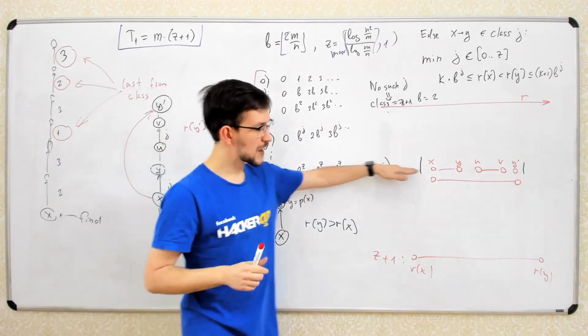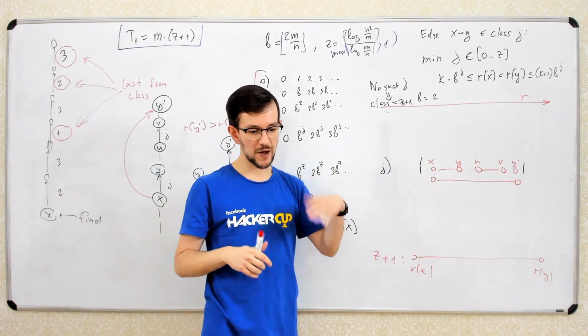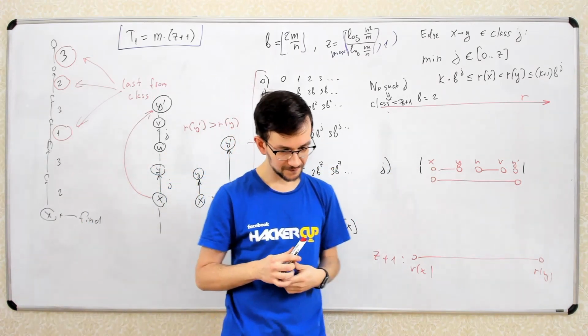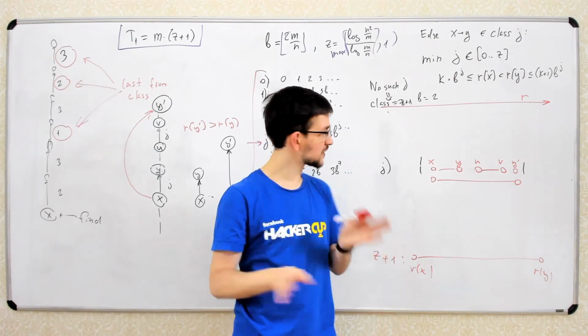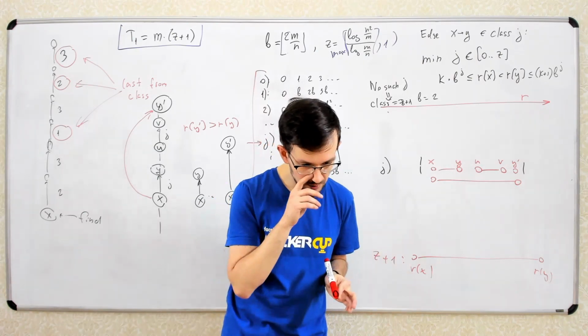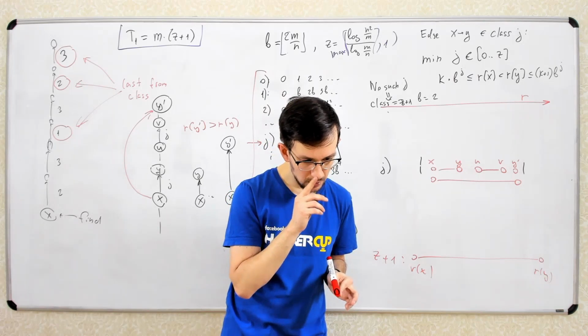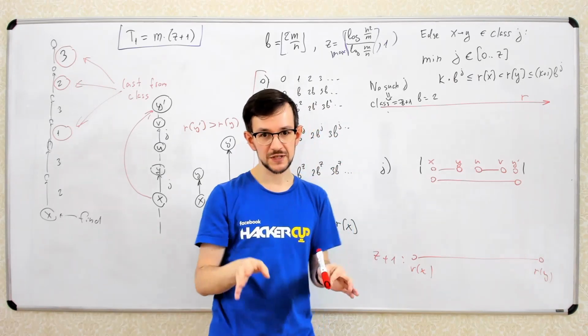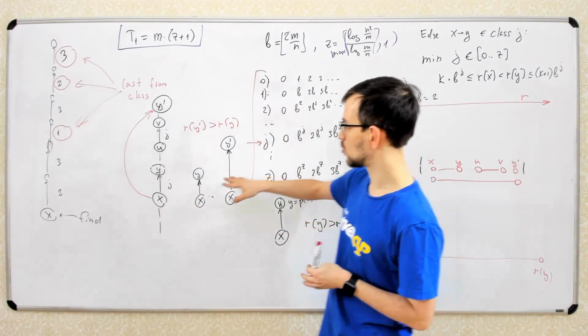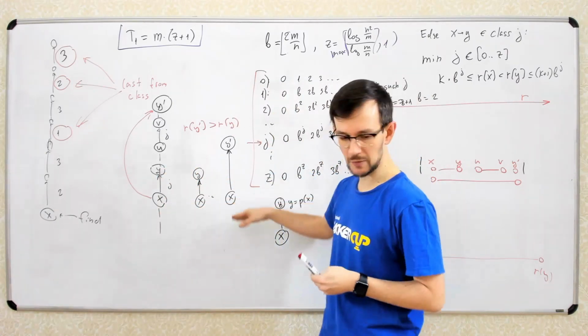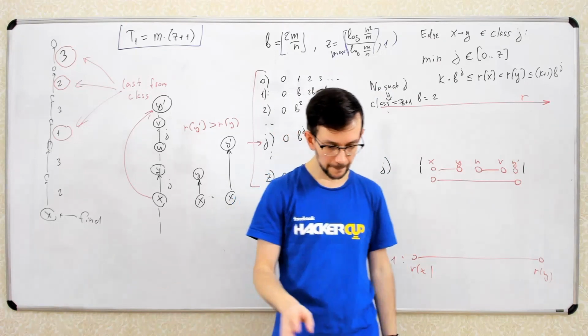Again, this is what happens when you make a path compression. We never change the ranks. Ranks are always fixed. We change the classes. When we go from here to here, the class will be increased. Ranks are always the same.